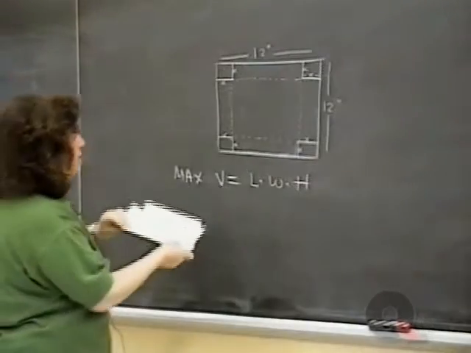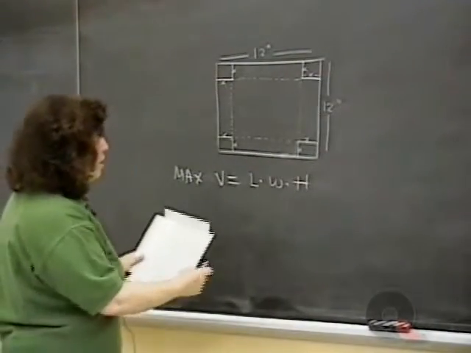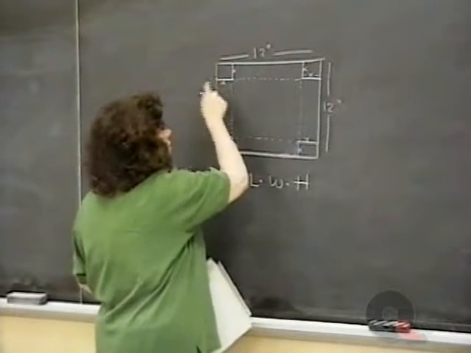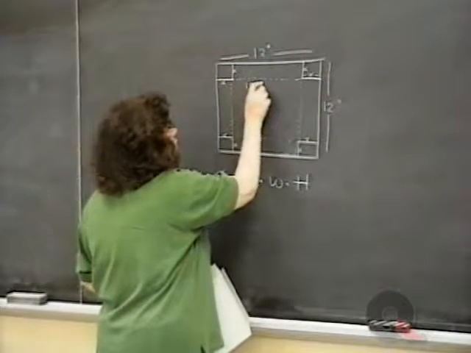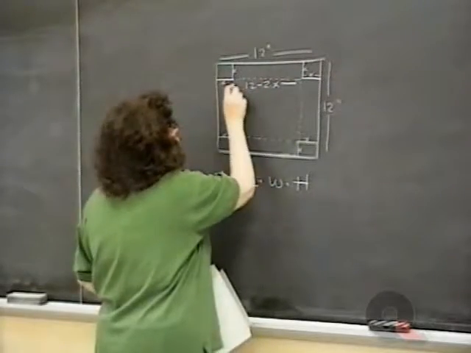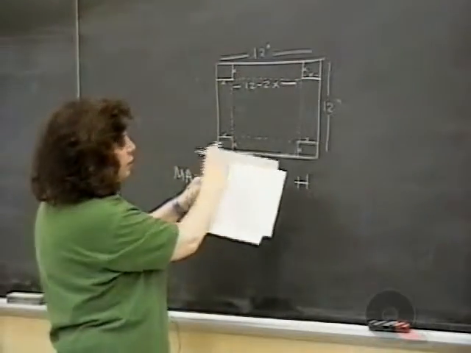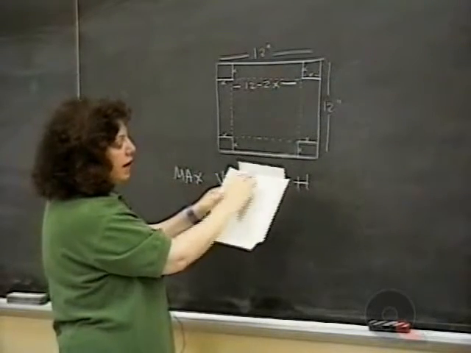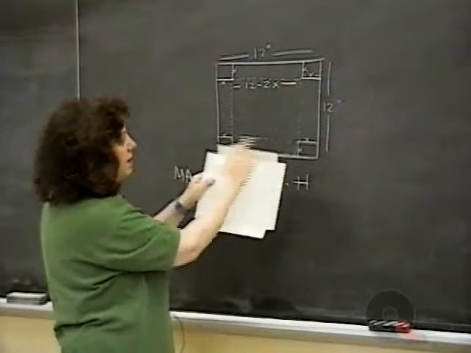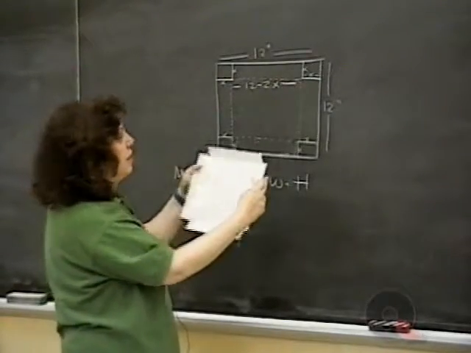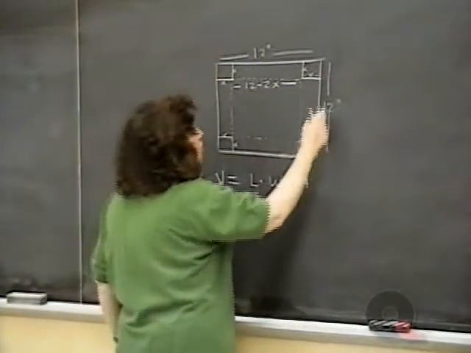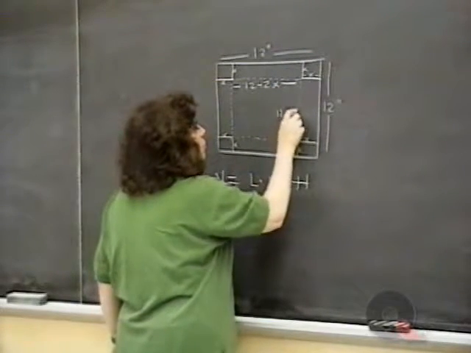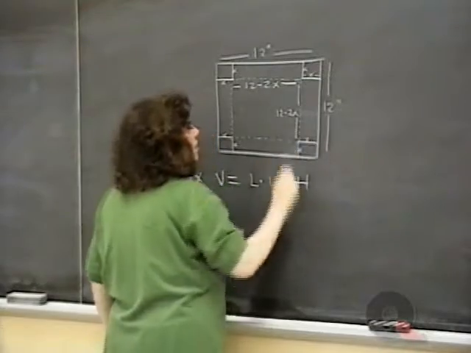Now, originally this was 12 inches long. When I take out an x here and an x here, this dimension here would be 12 minus 2x, because originally it was 12 inches long. I took out an x here and an x here. So the length of the box is 12 minus 2x. Similarly, because it's a square, this is also 12. Take out the x and the x. This is also 12 minus 2x for the width.